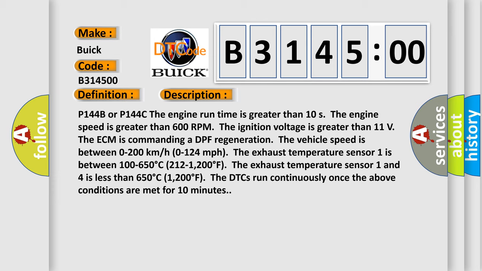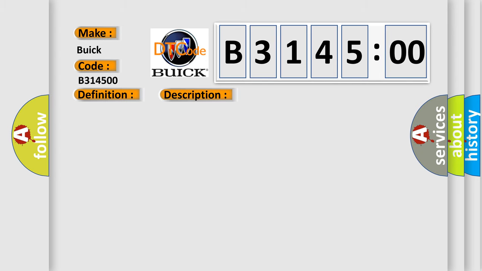P144B or P144C: the engine runtime is greater than 10 s, the engine speed is greater than 600 RPM, the ignition voltage is greater than 11 volts, the ECM is commanding a DPF regeneration, the vehicle speed is between 0 to 200 km per hour, 0 to 124 miles per hour, the exhaust temperature sensor 1 is between 100 to 650 degrees Celsius, 212 to 1200 degrees Fahrenheit, the exhaust temperature sensor 1 and 4 is less than 650 degrees Celsius, 1200 degrees Fahrenheit. The DTCs run continuously once the above conditions are met for 10 minutes.